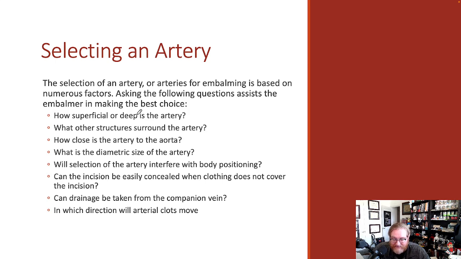How close is this to the aorta? The closer to the aorta, the more pressure we're going to retain, likely the more distribution and diffusion we're going to get. What's the diametric size of the artery? Larger is better. Will selection of the artery interfere with body positioning, or will it be visible? Can the incision be easily concealed when clothing does not cover the incision? Can drainage be taken from the companion vein? And in which direction will the clots move if I pick one up?